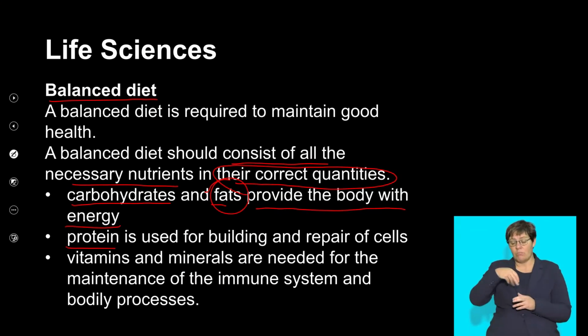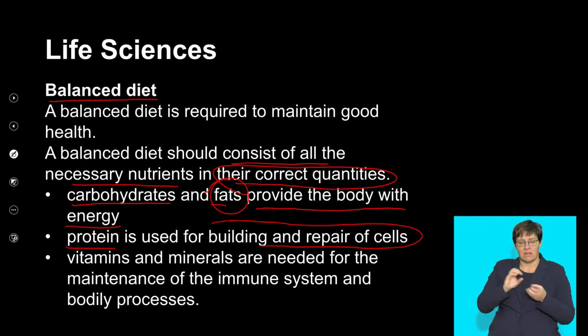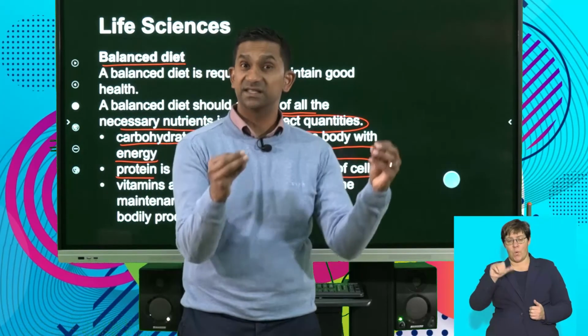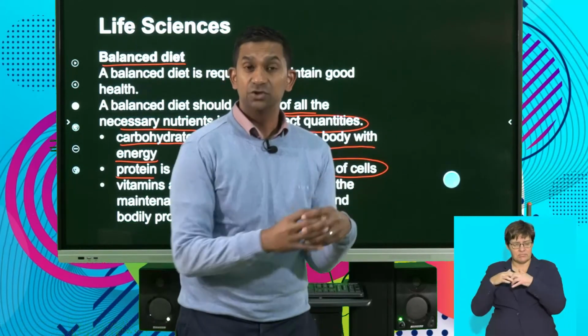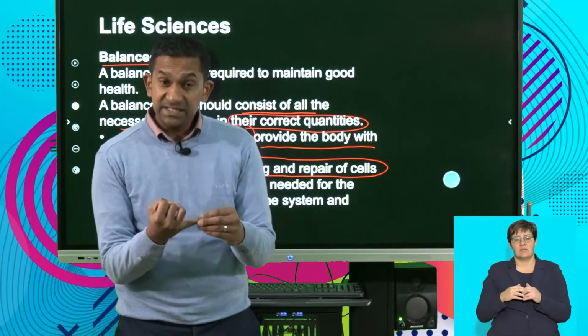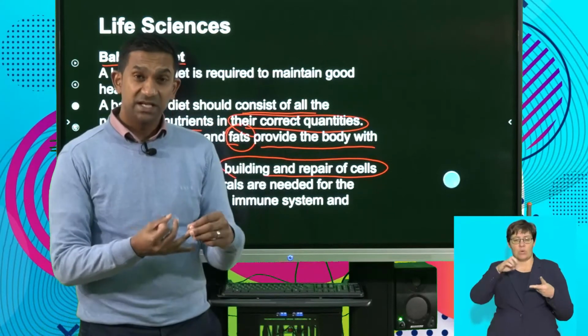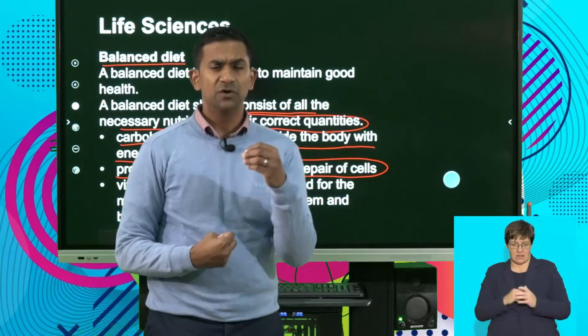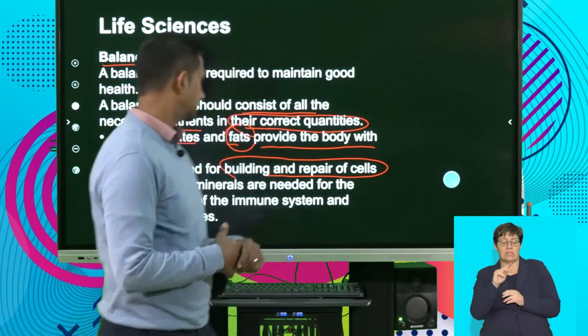Proteins are used for building and repair of cells. Proteins are broken down during digestion into amino acids. Those amino acids are then taken and put together to form enzymes, to form proteins, as well as to repair and restore damaged cells, and for the growth of tissue and organs.